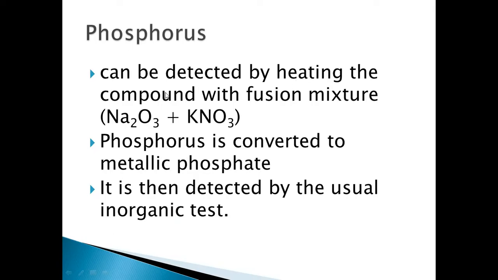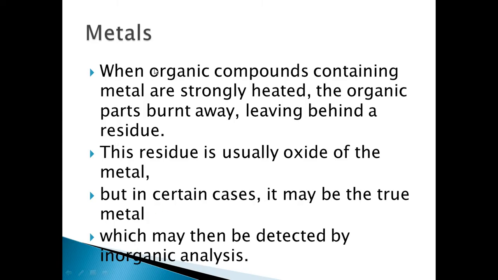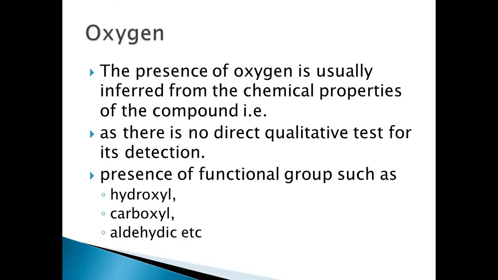Phosphorus can be detected by heating the compound with a fusion mixture of sodium oxide and potassium nitrate. In this process, phosphorus is converted into metallic phosphate. It is then detected by the usual inorganic test. For metals, when organic compounds containing metals are strongly heated, the organic part is burnt away, leaving behind a residue. The residue is usually the oxide of the metal. In some cases, it will be the metal itself that is left as residue instead of the oxide of the metal. And this can be detected by inorganic analysis.